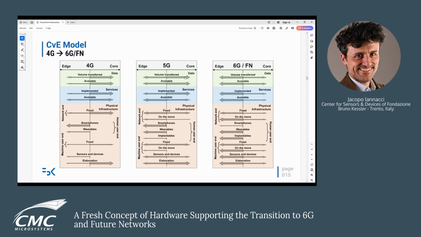With 5G, this effect increases. Of course, the scattering of other devices is also more tiny because we have wearables, implantables, and so on. If we then step to 6G and future networks, we see a sort of inversion, because we still have quite an important traveling of data towards the core, but the distribution becomes more prominent, as you can see with these thicker arrows towards the edge.